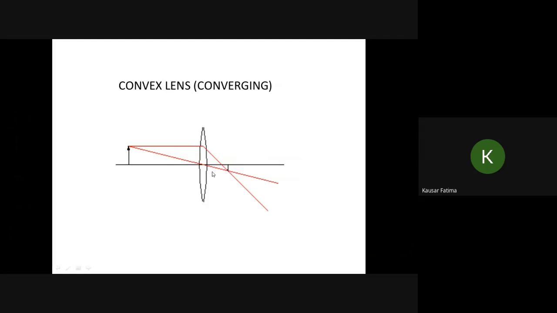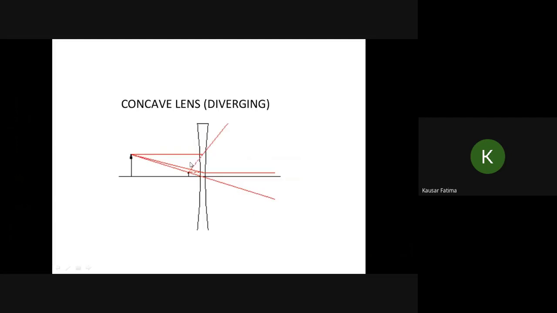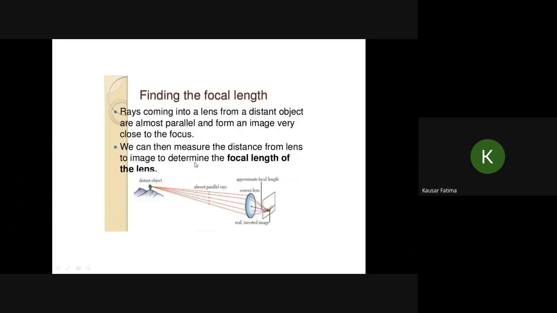So these are the diagrams, and let us stop our lesson here. We will study one more thing, finding the focal length. If you want to find the focal length, what will you do? The rays from a distant object are almost parallel to each other. You will place the lens near a window and try to get the image of the distant object, so that the rays are almost parallel, and parallel rays will converge and meet at the focal point.